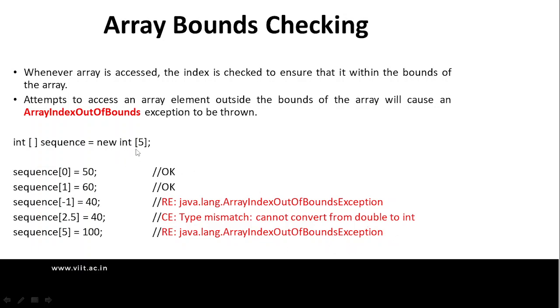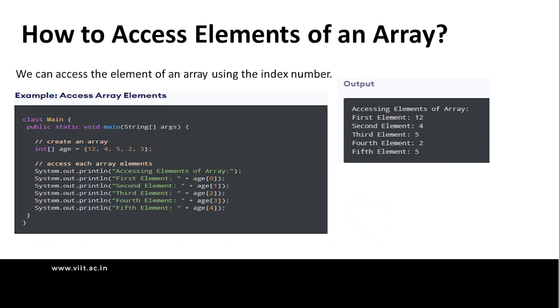Even your index should be a whole number or integer. If you try to use a double, it cannot convert from double to integer. Even -1 is also an array index out of bounds. So how to access elements of an array? We can access the elements of an array using the integer index. For example, accessing array elements.